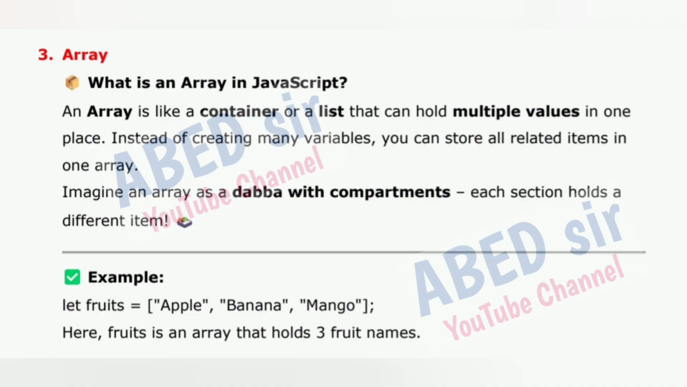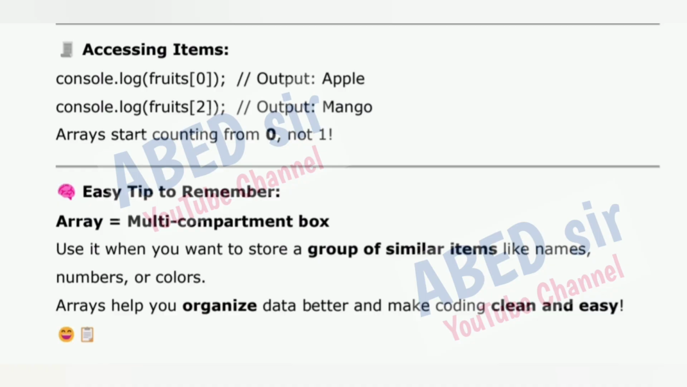Example. let fruits = ["apple", "banana", "mango"]; Here, fruits is an array that holds 3 fruit names. Accessing items. console.log(fruits[0]); output: apple. console.log(fruits[2]); output: mango. Arrays start counting from 0, not 1.